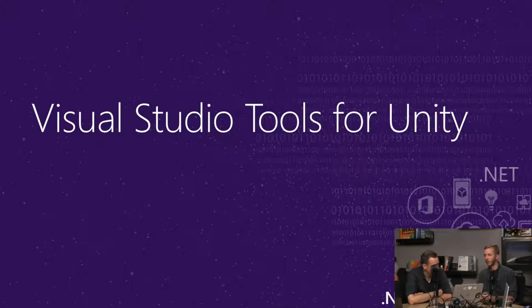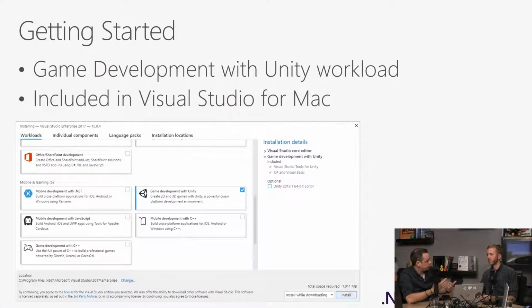Okay, so how do I get this? If I'm a developer in Visual Studio, how do I get VSTU? So if you're a developer in Visual Studio and you've installed Visual Studio yourself, the best way is to launch the Visual Studio installer, which has this concept of workloads now, where you can install everything that you need for different scenarios. And we have the game development with Unity workload, a workload dedicated to Unity development that will install everything that you need to write and debug your Unity game for Visual Studio, including the tools for Unity.